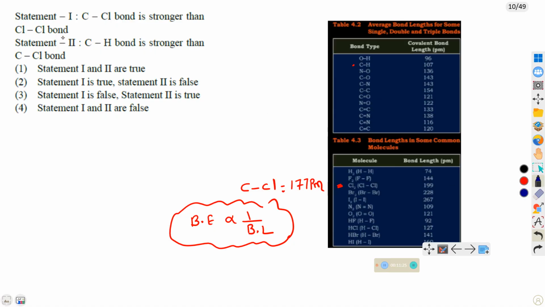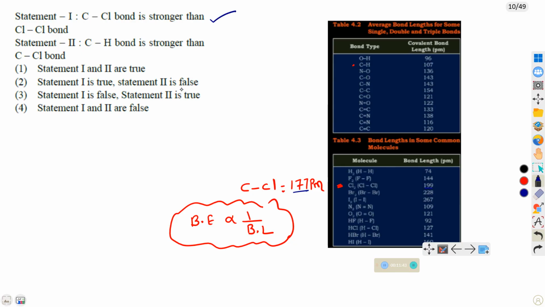C-Cl bond is stronger than Cl-Cl bond. Here Cl-Cl bond length is given as 199 picometers. C-Cl bond length is 177 picometers. Bond length is inversely proportional to bond energy. Based on this, the first statement is correct.